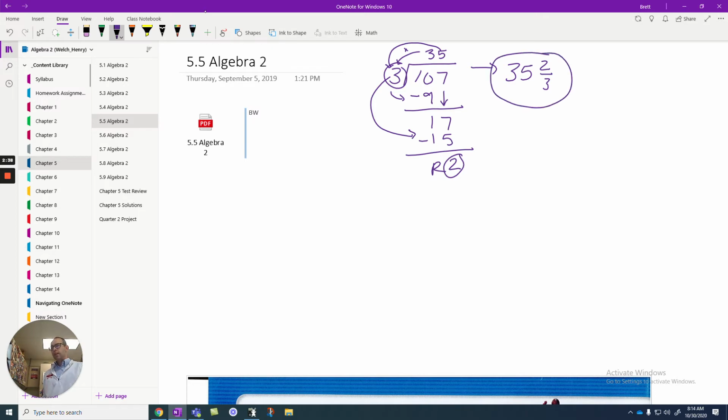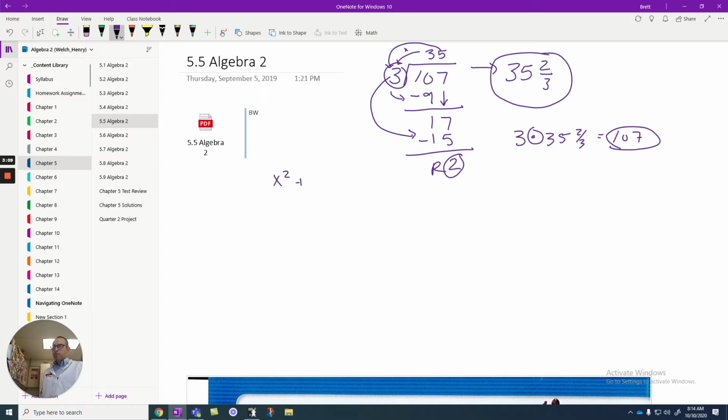What this means is that if I take 3 times 35 and 2/3, I will get 107. The key here, guys, is that we're taking something like 107 and we're creating a multiplication problem out of its parts. That's our goal for 5.5, 5.6, and 5.7: division to break it into parts. And here's the conceptual reason why.